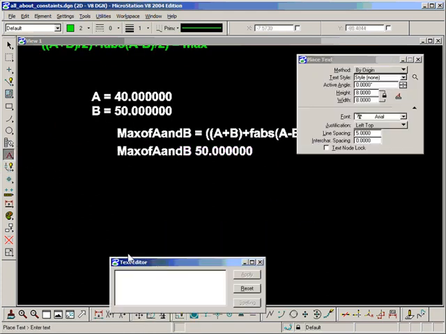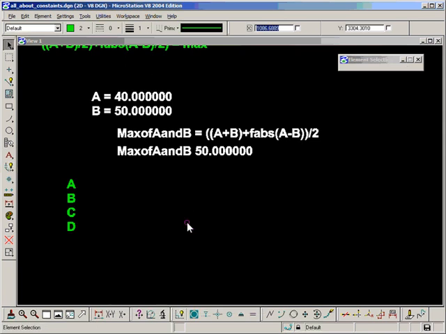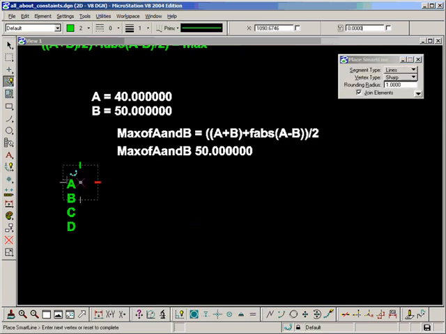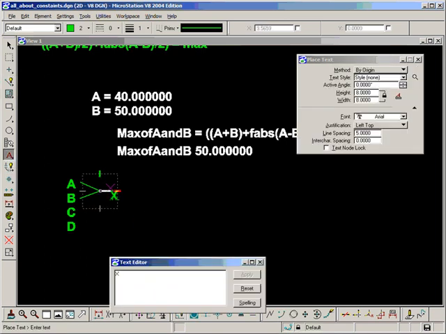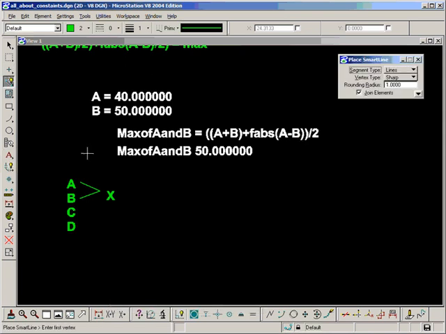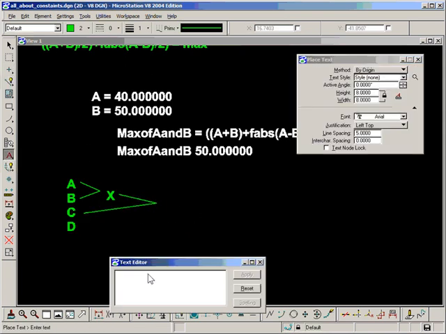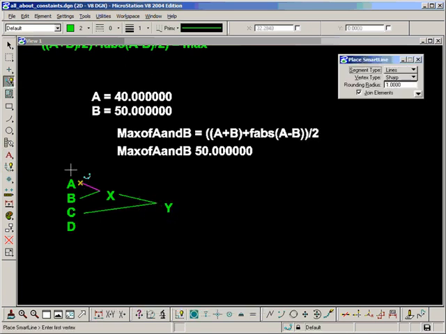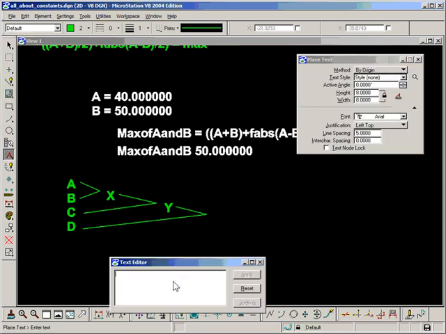And if we want to compare multiple values, say A, B, C, and D, we just have to go the long way about it and compare A and B first to get, say, X, and then compare X with C to get Y, and then compare Y with D to get the result.